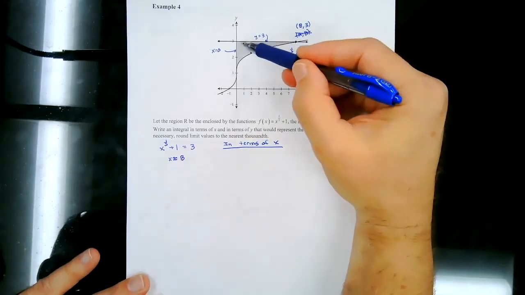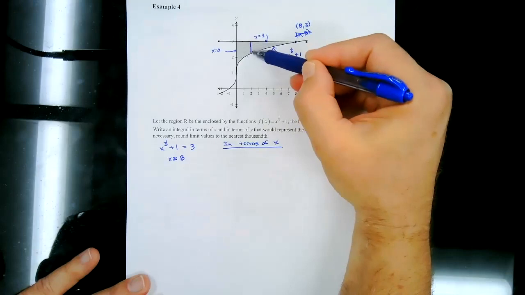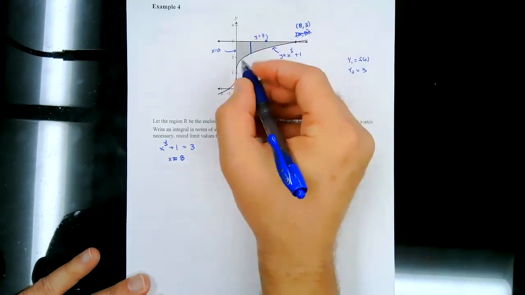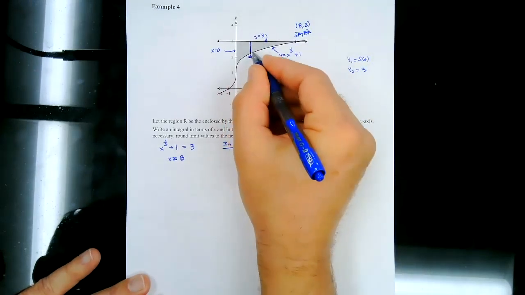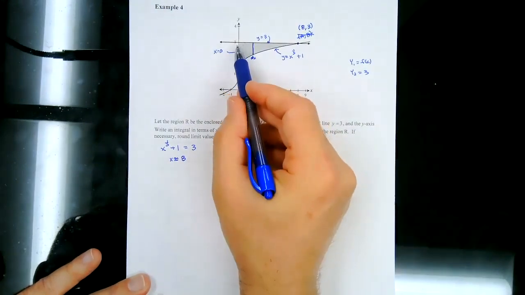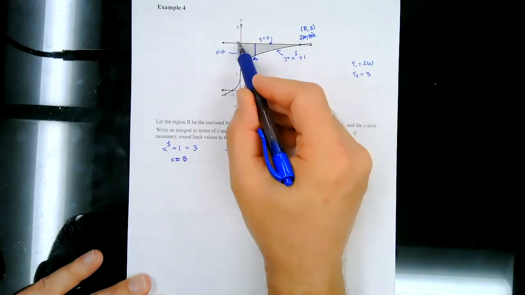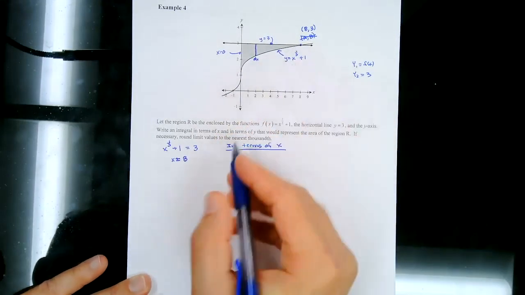To find this, this is the top curve and this is the bottom curve. And so we're going to subtract those to get this height. Now, again, the width of our rectangles is going to be dx. We're going to start making these rectangles right here, and we're going to stop them right here at this point at 8. So we're going to start at 0 and end at 8.